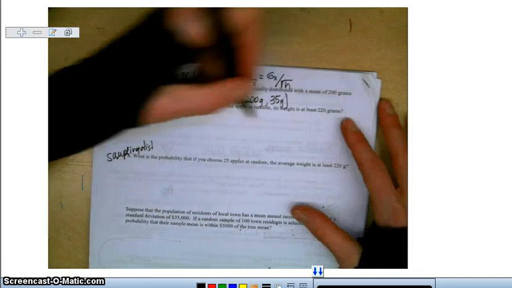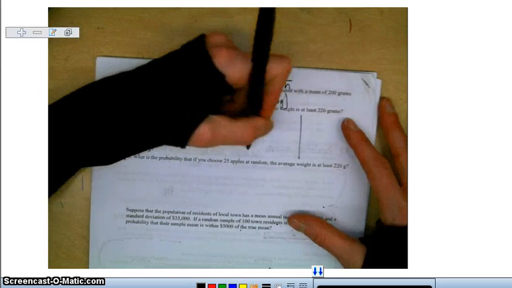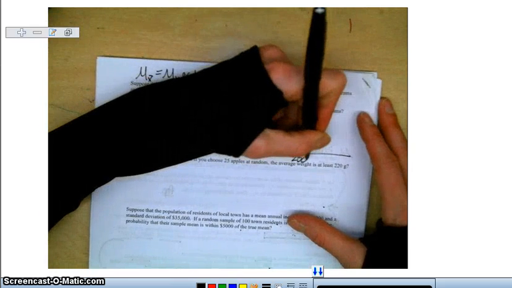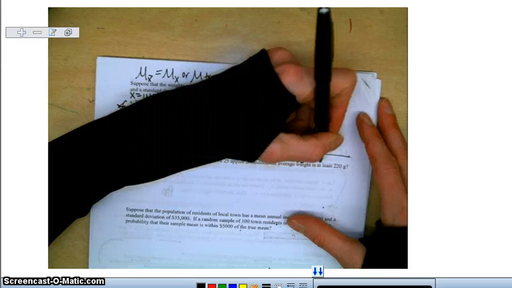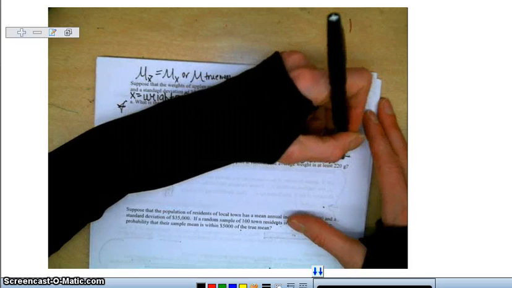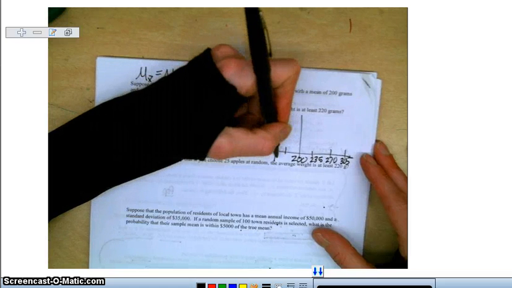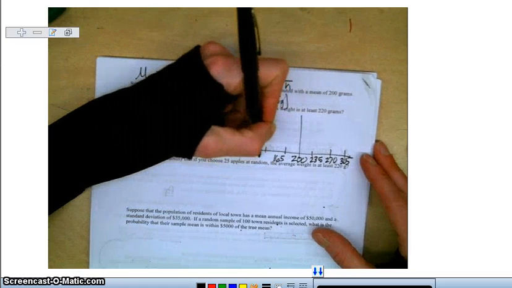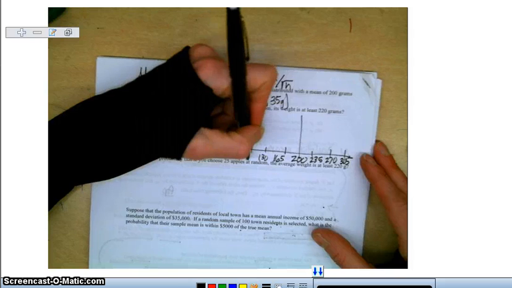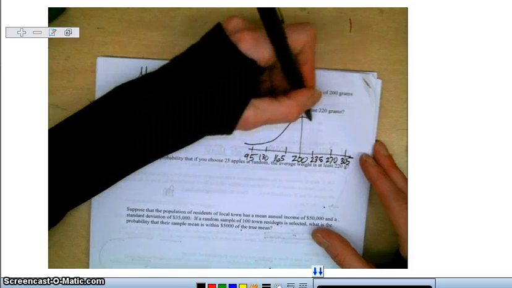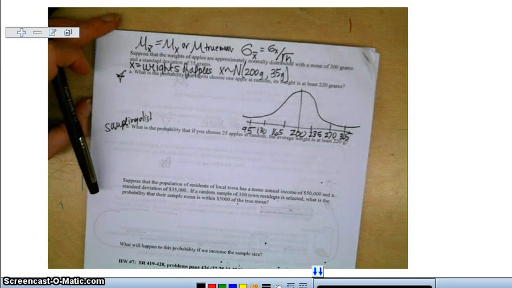So for part A, I can draw this picture. 200 goes in the middle, and then 235, 270, 305. And then let's see, 165, 130, and 95. So that is our normal curve for weights of apples.